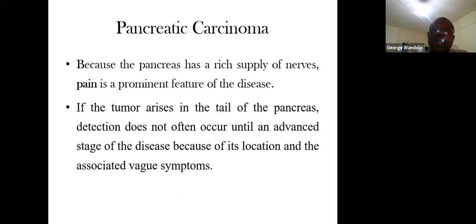If the tumor arises from the tail, detection does not often occur until an advanced stage of the disease. This is because the tail's location is not associated mainly with the vagus nerve. The vagus nerve is the main supply of the pancreas, and it is the one which notes the pain for you. So the body and head of the pancreas have a rich vagal nerve supply, and anytime you have malignancy in those positions, pain is a very typical presentation.